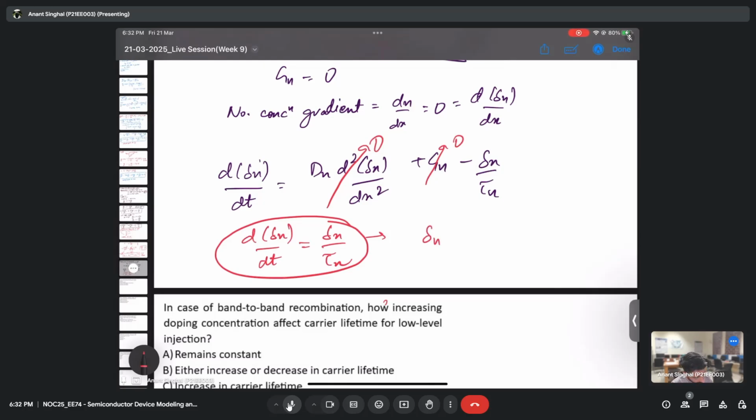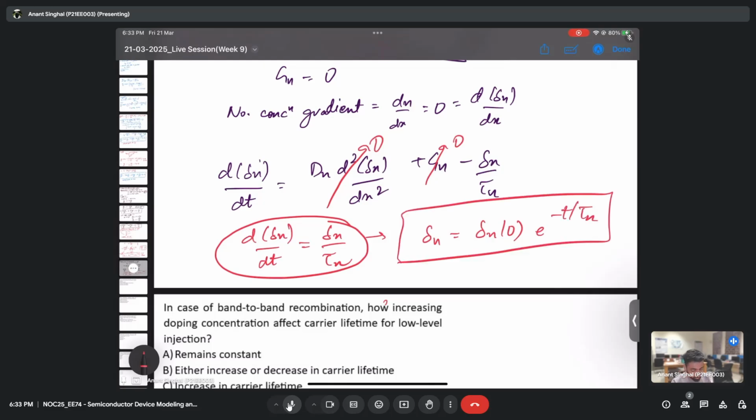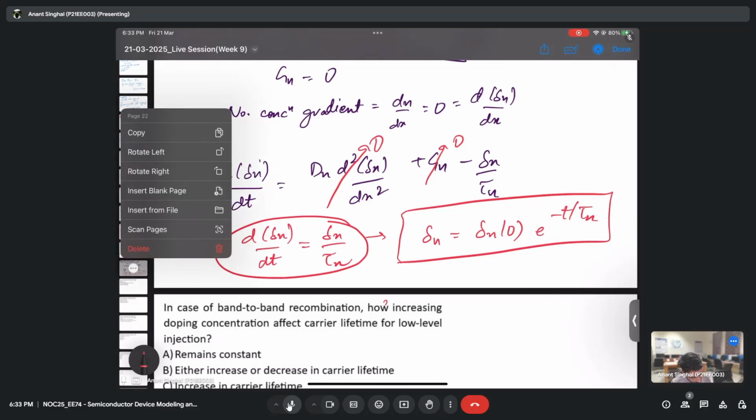So the del n will come out to be some del n at 0, that is some constant, multiplied by e to the power minus t by tau n. So this is a general solution for the case when there is no concentration gradient and there is no light.